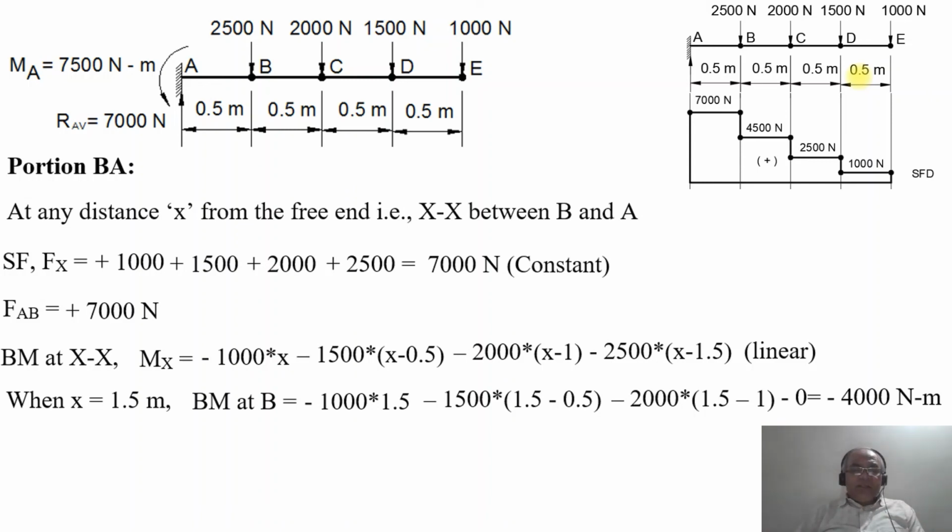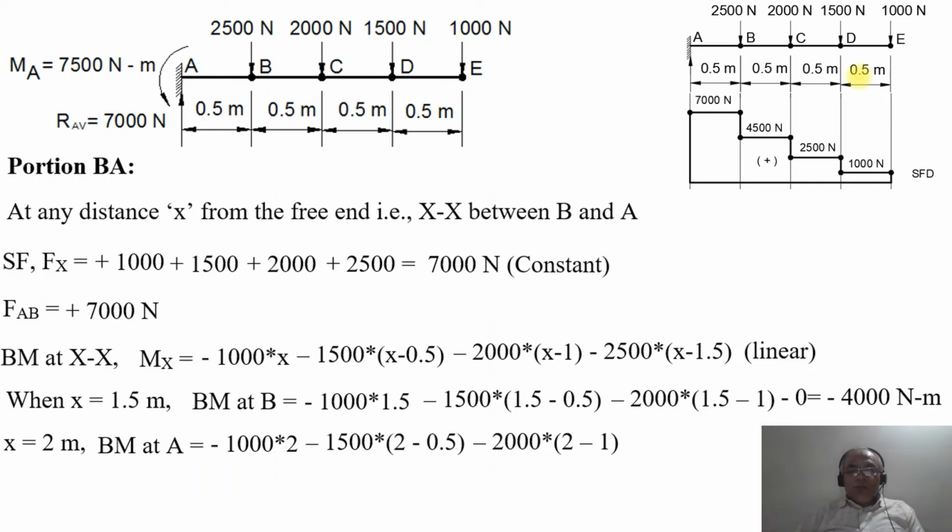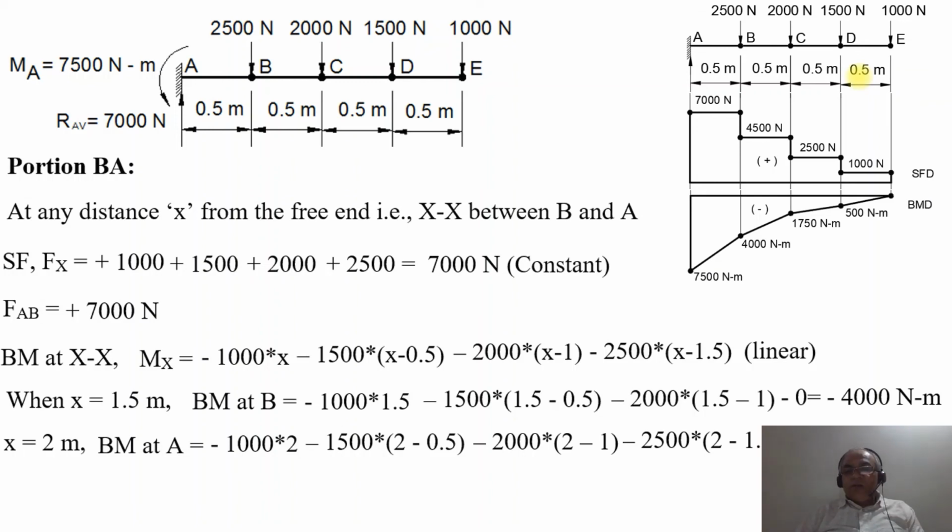Similarly, when the value of x is equal to 2, if you are considering BM at the point A, BM at the point A will be equal to minus 1000 into 2, minus 1500 into 2 minus 0.5, minus 2000 into 2 minus 1, minus 2500 into 2 minus 1.5, which will be equal to minus 7500 Newton meter. So this will be the value of 7500 Newton meter. Since the power of x is 1, join this 4000 Newton meter to 7500 Newton meter by means of a linear line.